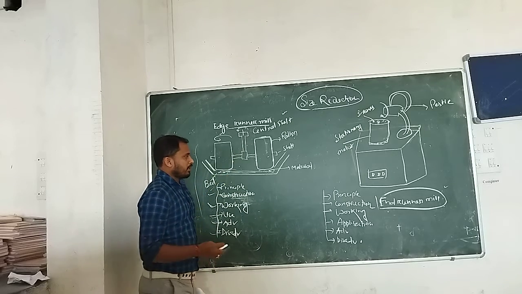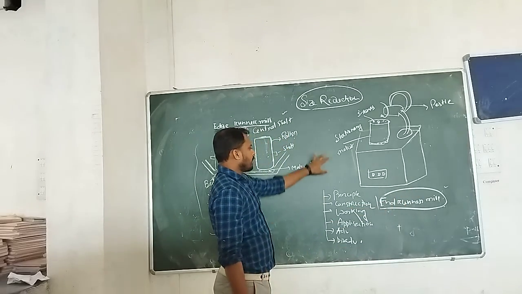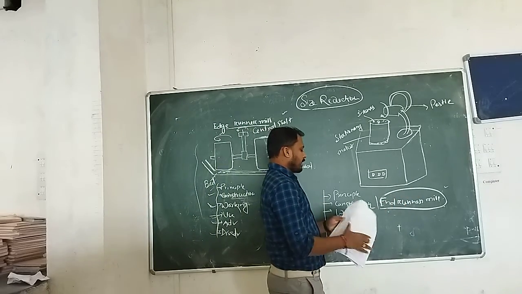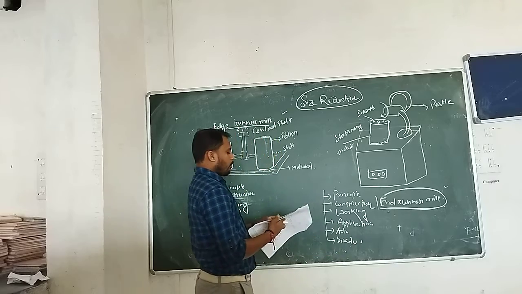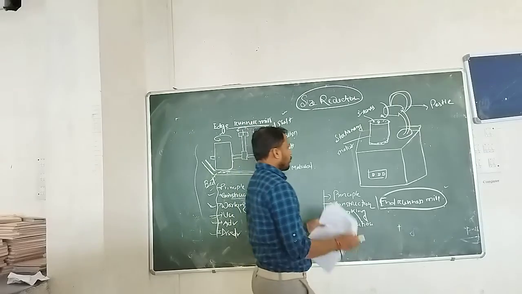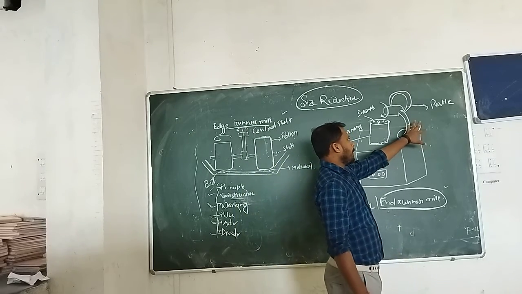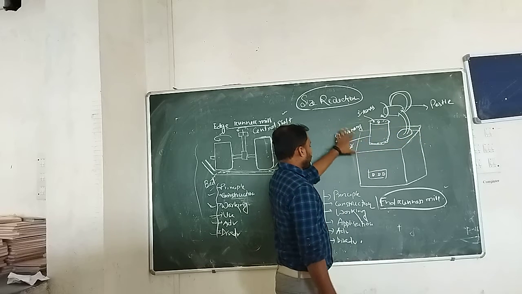I think you are getting my point. Then coming to the discussion of the end roller mill. The end roller mill works on the principle of impact and attrition. How does it work by these two principles? It has a stationary motor and a movable pestle.